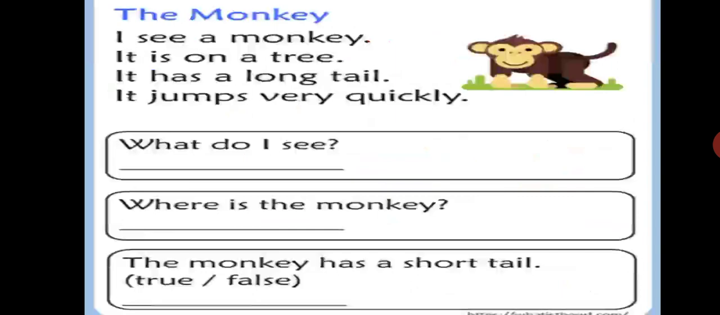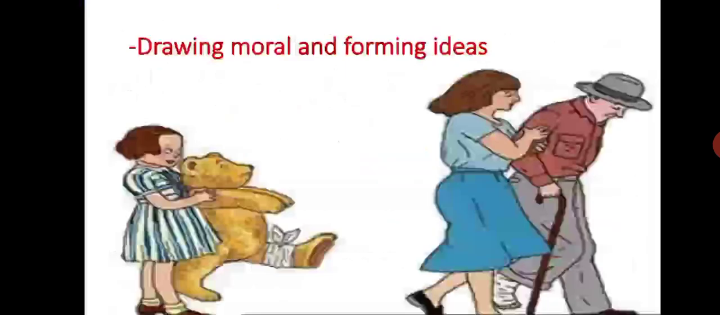So the student should comprehend a passage thoroughly. They should also give it a thoughtful reading and try to express their feelings about it. The next aspect, that is drawing morals and forming ideas. In reading for comprehension, the students should be helped to draw morals from the lesson. They should form their own ideas about the passage read by them.